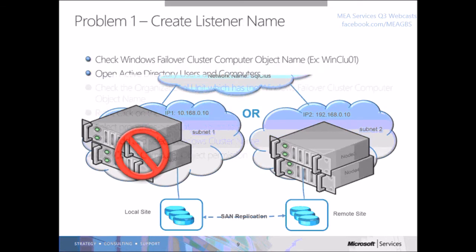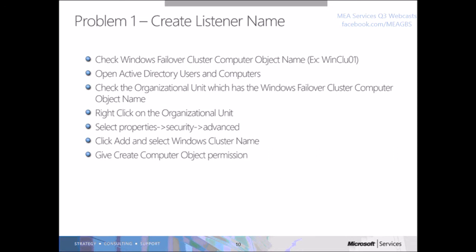Right. Some common issues that we normally see when we create listeners, for instance, is that after the availability group is created, the availability group listener is then created. It is nothing but a computer object that is created in Active Directory. Sometimes the listener name may not get created and you may get some error messages. One of the reasons is that we probably lack permissions to create the computer object for the Windows failover cluster computer object, which is the cluster name object itself.